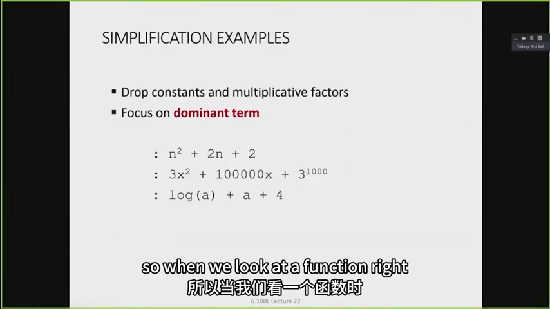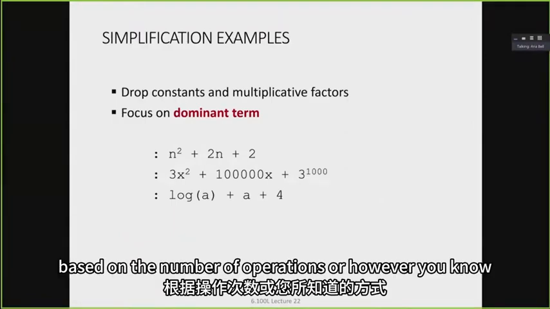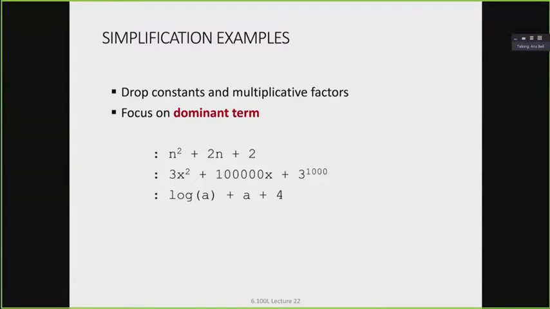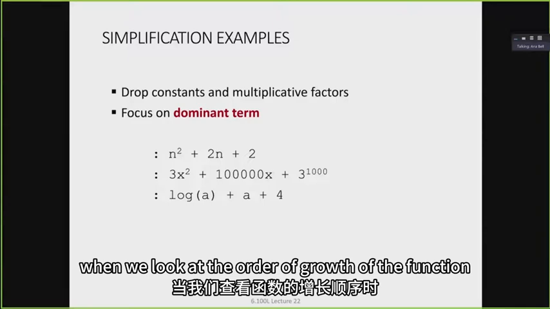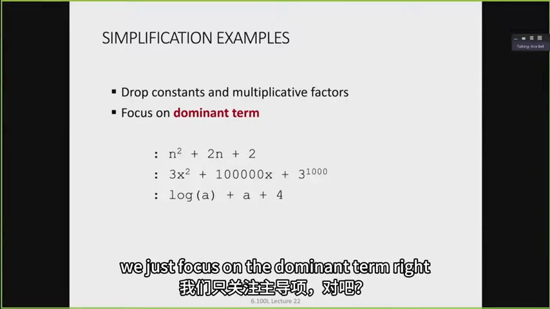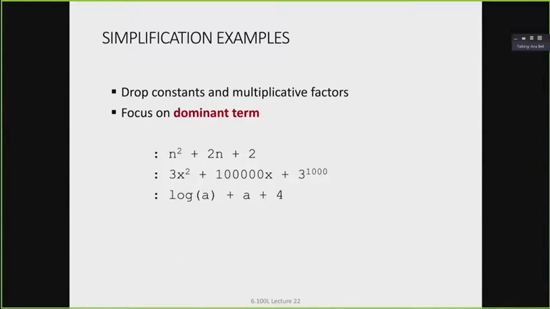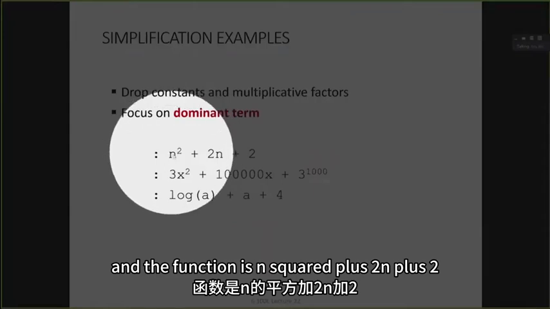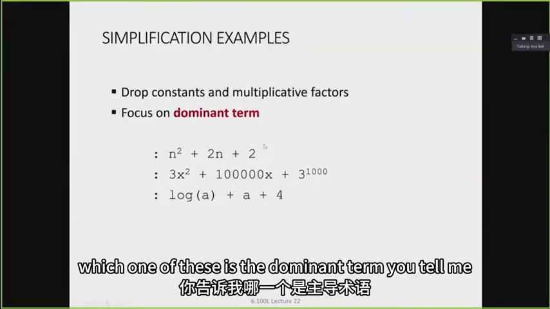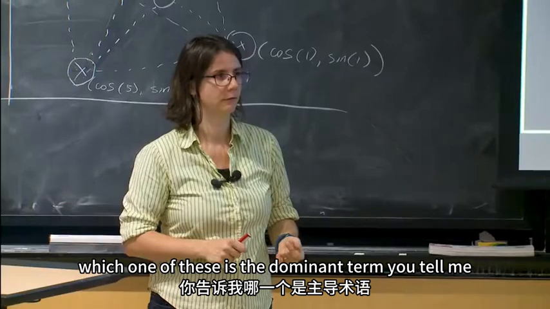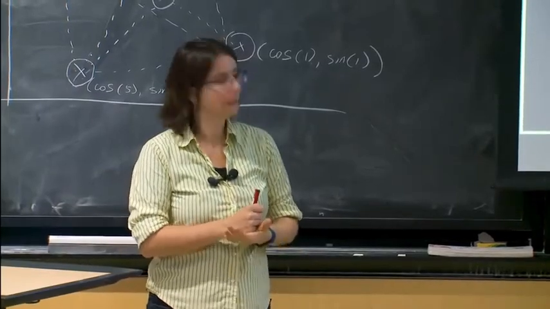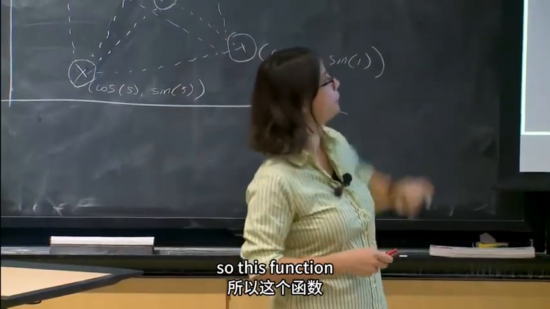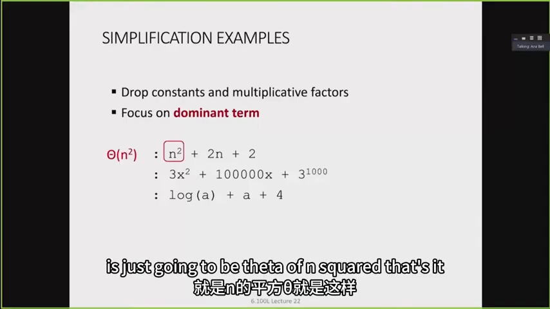So when we look at a function, based on the number of operations or however you're given the function, when we look at the order of growth of the function, we just focus on the dominant term, right? So in the first one, the input here is n, and the function is n squared plus 2n plus 2. Which one of these is the dominant term? You tell me. Yes, exactly, n squared. So this function is just going to be theta of n squared. That's it.